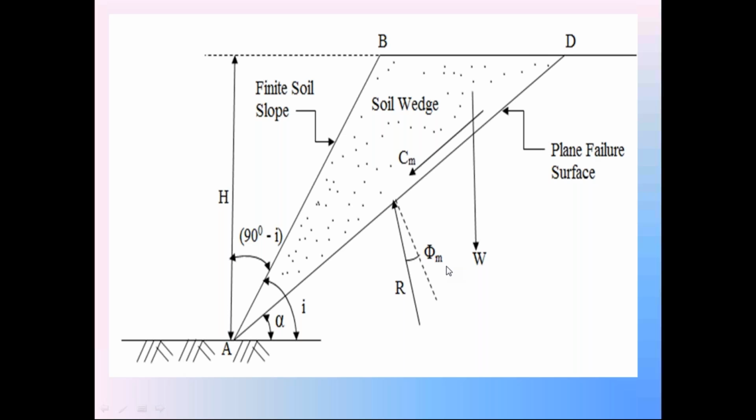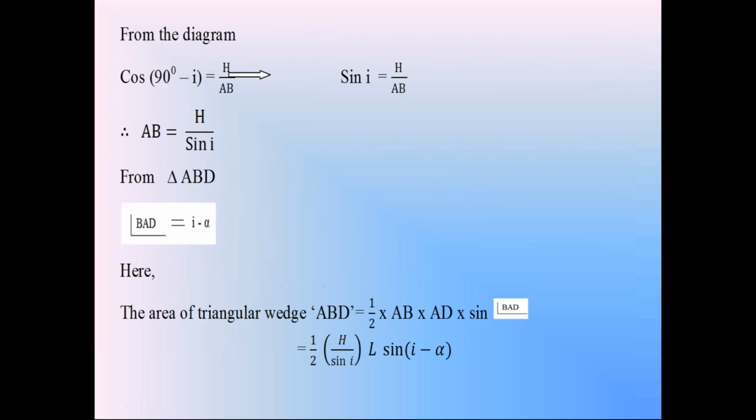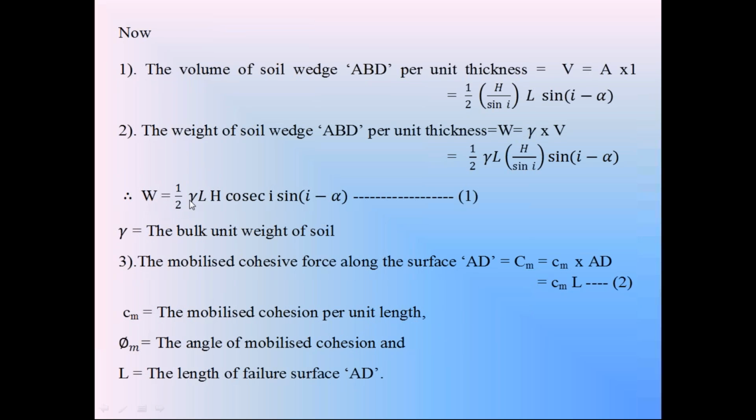So coming to Culmann's derivation for the maximum height of the soil slope. Maximum height of the soil slope derivation in Culmann's method. First we calculate the weight of the soil wedge. The area is equal to half into length AB into length AD into sin I minus alpha. Length AB is h by sin I. So the weight of the soil wedge W is equal to half into gamma, the unit weight, into the failure surface length AD, which is L, into h into cosecant I, that is h by sin I.